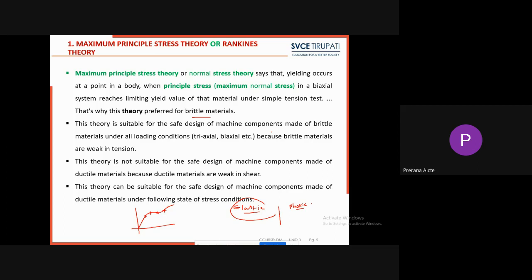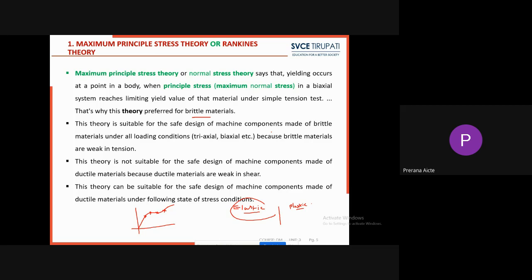At the yield point, what happened? It is going to lose the stress. That is, what is the maximum load which can be resisted by the specimen? That point is called the yield point. After the yield point, what happened? Breaking is going to occur. That's why the maximum principal stress theory says that the yielding point occurs.